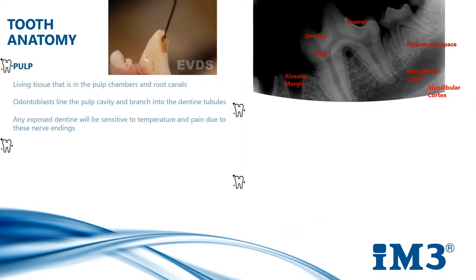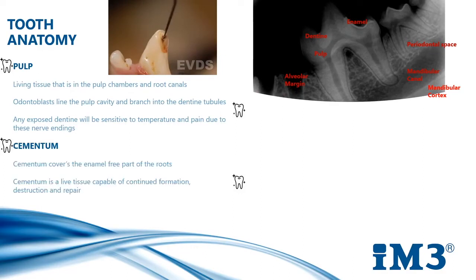Pulp is a living tissue that is in the pulp chamber and root canals. It's vascularized, comprising connective tissue, blood, lymph vessels, nerves, collagen, and odontoblasts. Odontoblasts line the pulp cavity and branch into the dentine tubules. Any exposed dentine will be sensitive to temperature and pain due to these nerve endings. As an animal ages, odontoblasts lay down secondary dentine, which reduces the width of the pulp cavity. This causes the tooth to become much stronger in older animals.